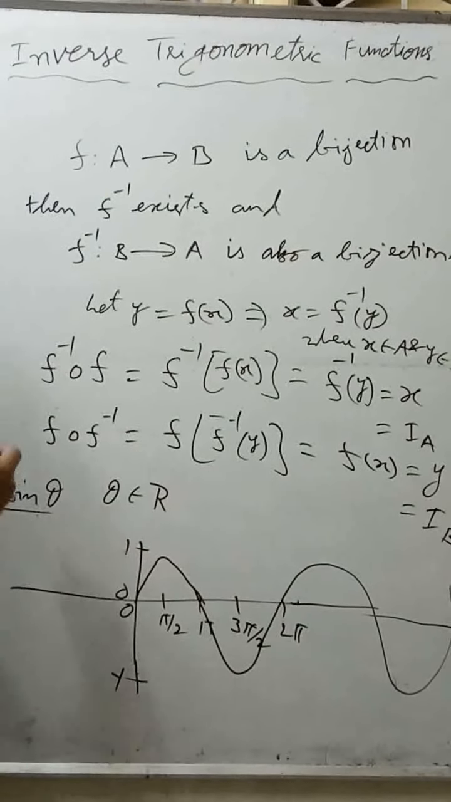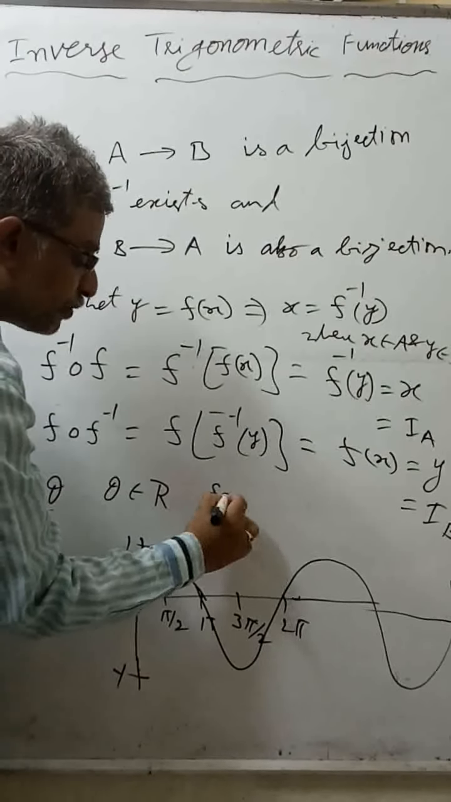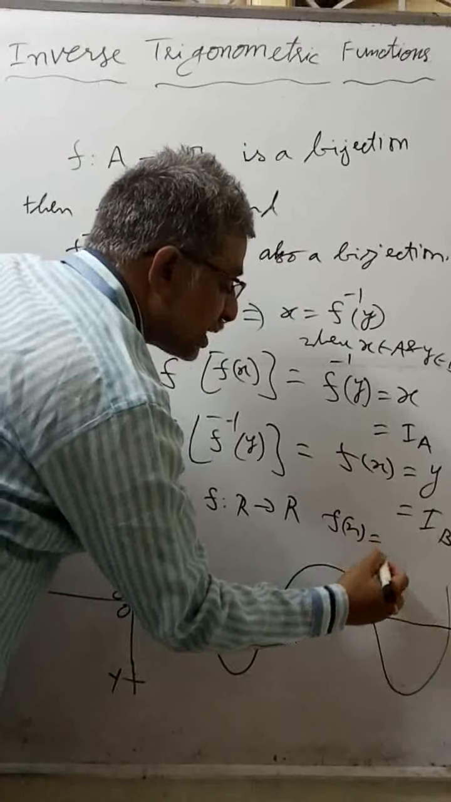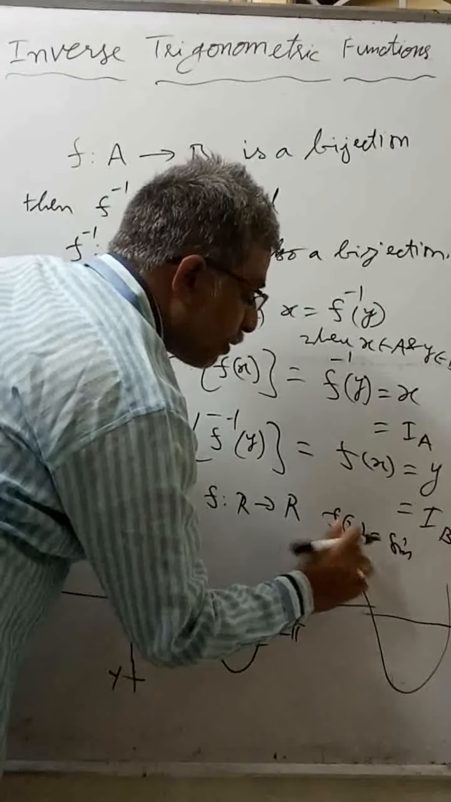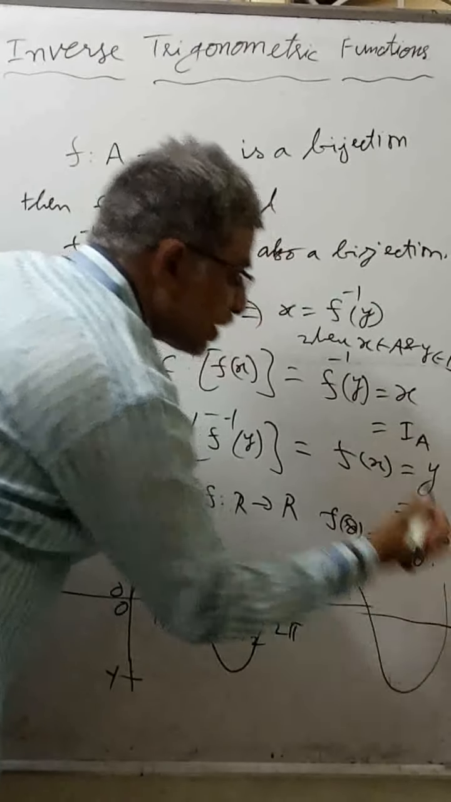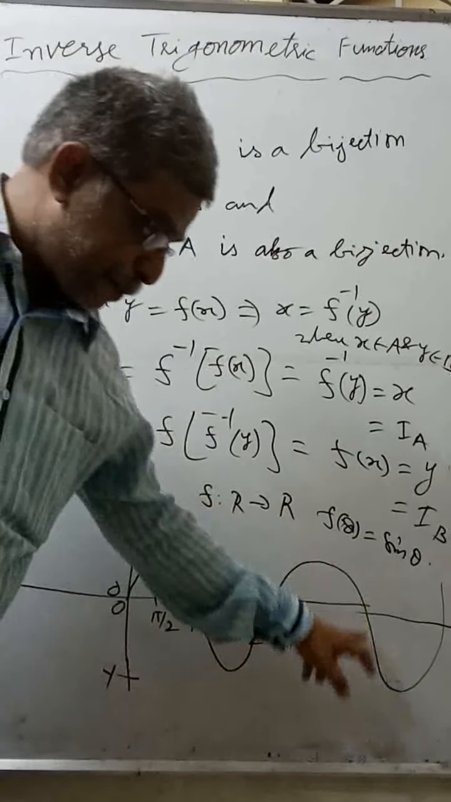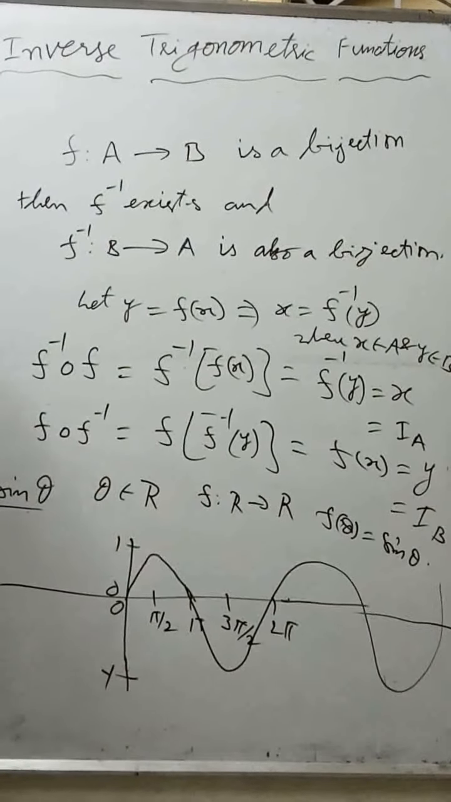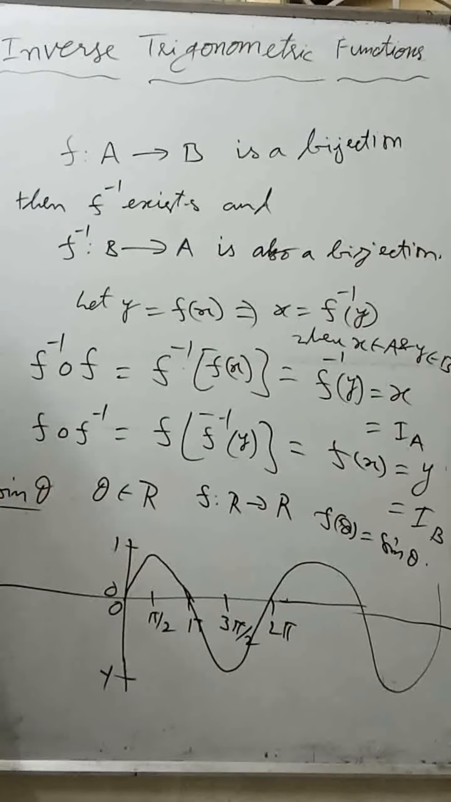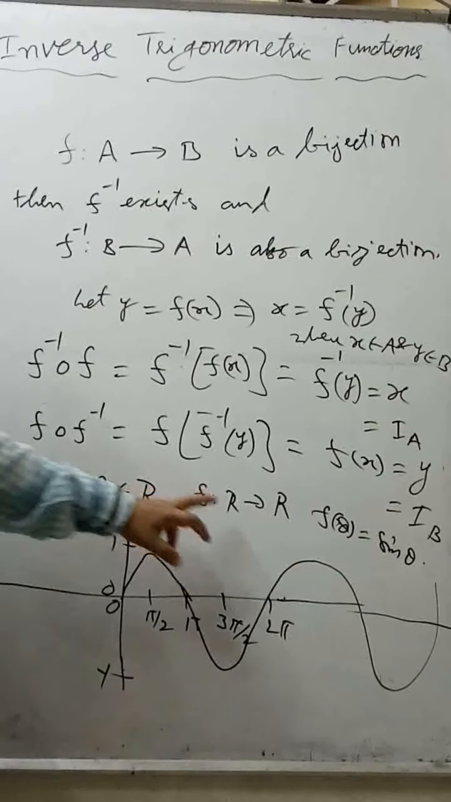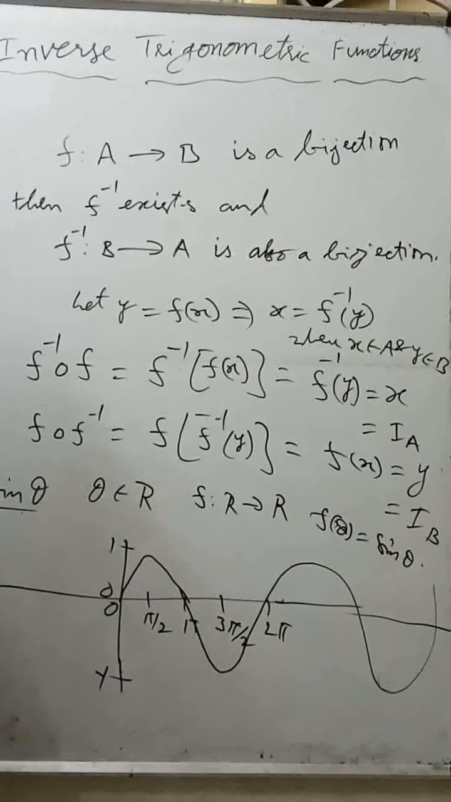So for the function sin theta you will give f as a mapping from R to R, f of theta equal to sin theta. This is the function you will give. But if you observe this graph, this is not one-one, not onto, meaning this is not a bijection. It means sin inverse does not exist if it is from R to R. That is what I want to say.